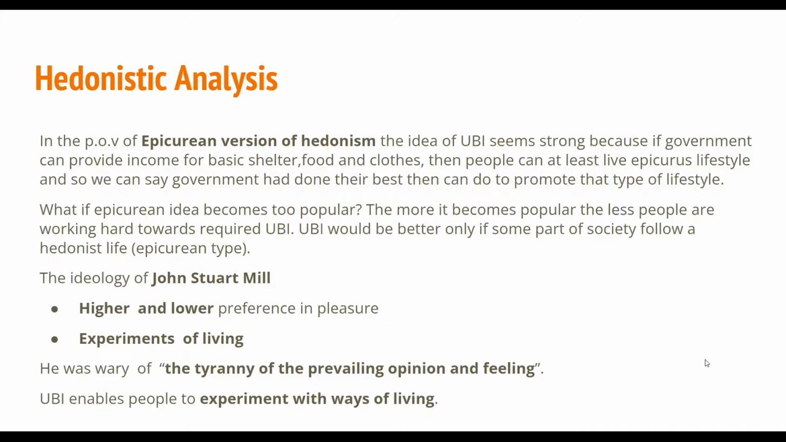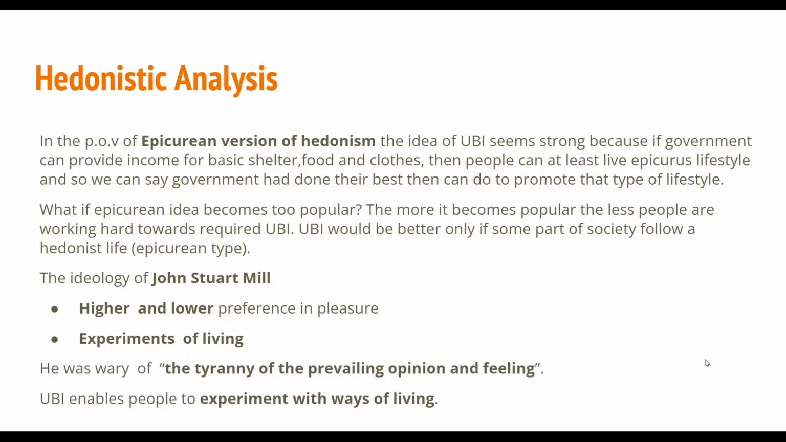Although Mill was a hedonist, it was not exactly a hedonism of the Benthamite kind. He distinguished between higher and lower pleasures. But another dimension of Mill's thought seems to be important. Mill was wary about the informal power, the tyranny of the prevailing opinion and feeling, the tendency of society to impose its own ideas and practices as rules of conduct on those who dissent from them.